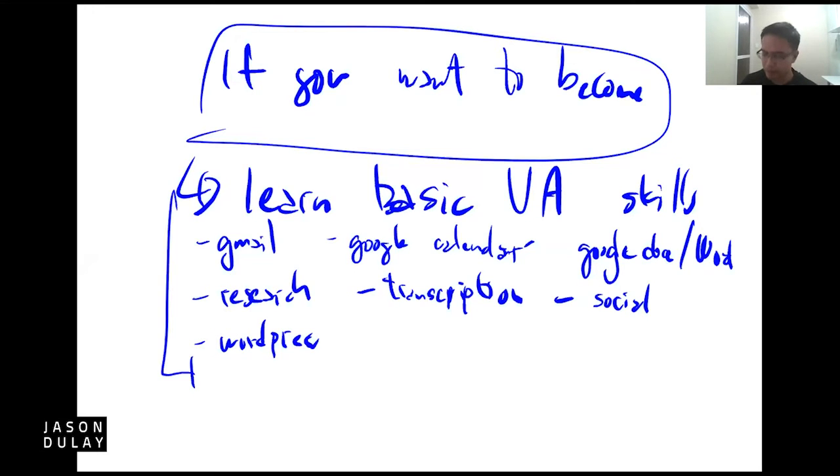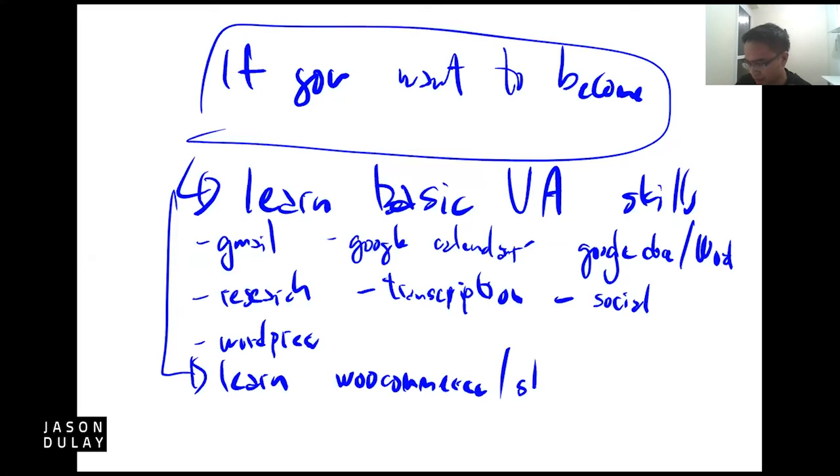And in addition to the basic VA skills, also, if you already know the basic VA skills, learn how to use either WooCommerce or Shopify. Shopify is actually easier to learn, but if you know how to do WordPress, you can learn WooCommerce as well. Okay, so these are the things that I would highly recommend you do. Number one, learn basic VA skills. Number two, learn WooCommerce and Shopify.